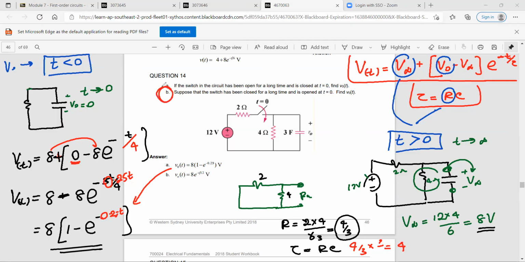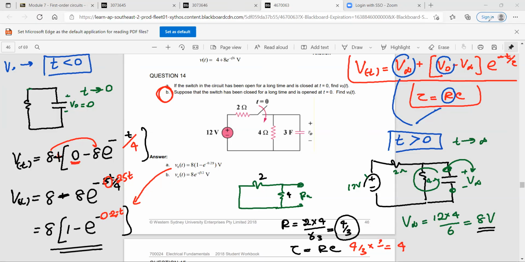Okay, can you try the part B? Can you try this one now? Which was closed for a long time and it's open when the time is equal to 0. So we just have 4 times 3 as our RC, which would give us. Now what is happening is your circuit will be switched, isn't it? So your resistance will be different.